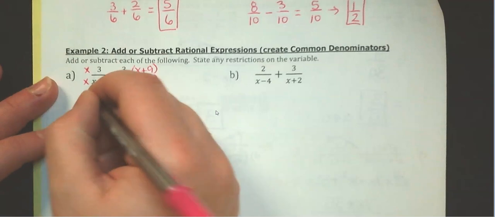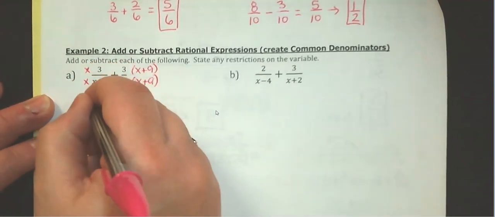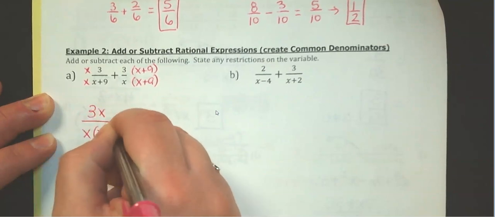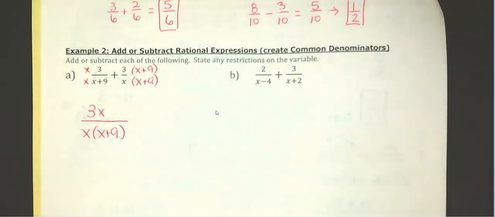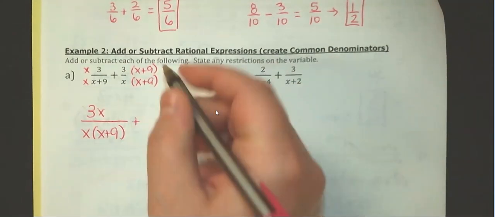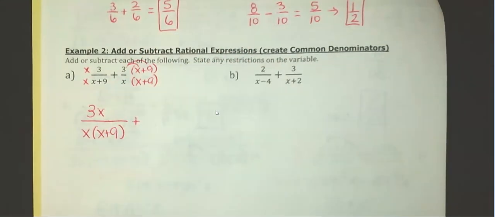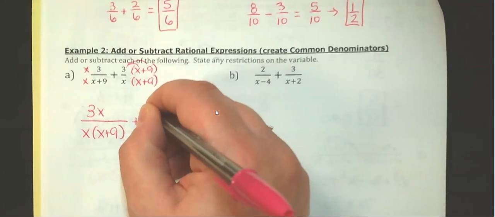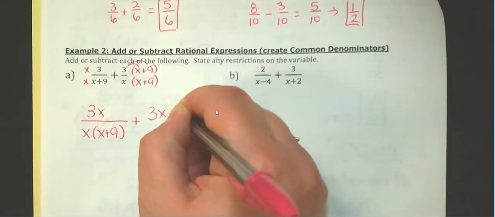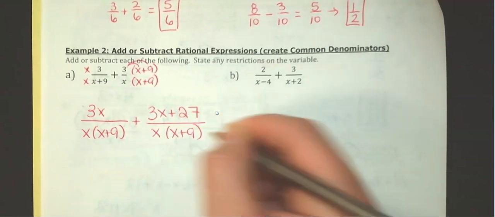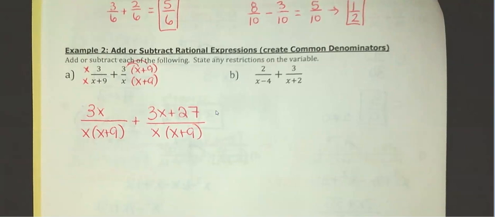Okay, here's what I'm going to do. I am going to simplify the top. So the top of this first fraction would be 3x. Go ahead, please, please, please, just leave the bottom in factored form. So our common denominator here is going to be x times x plus 9. Okay, now on this second fraction, I'm going to have 3 times this x plus 9. So I'm going to go ahead and distribute that. That's going to be 3x plus 27. And on the bottom, I'm going to go ahead and leave it in factored form. So that'll be x times x plus 9. That's going to be our common denominator.